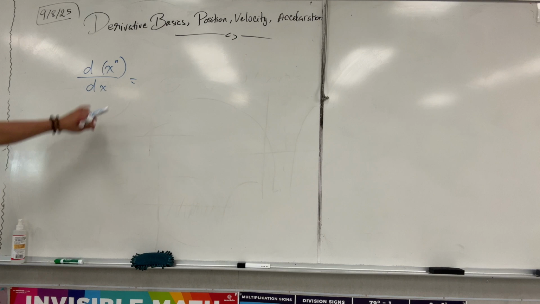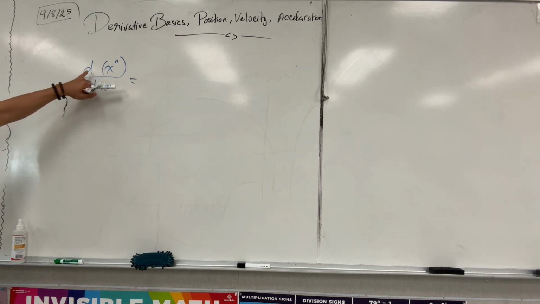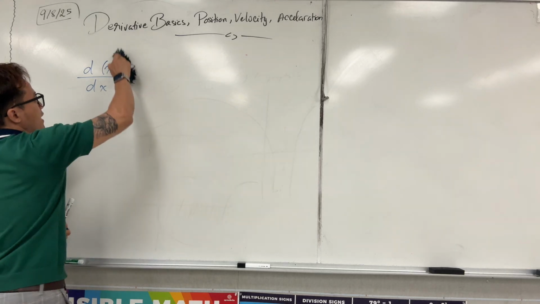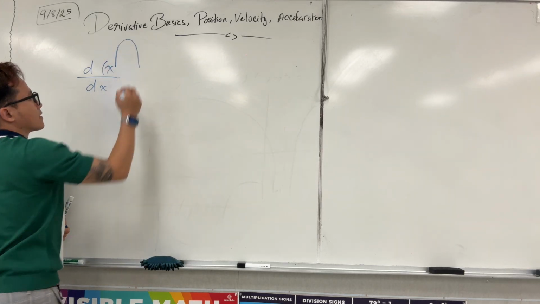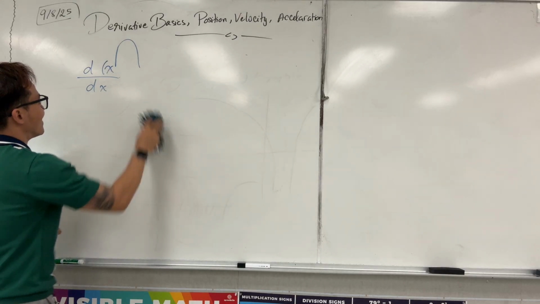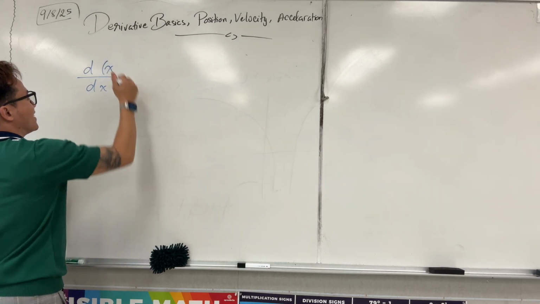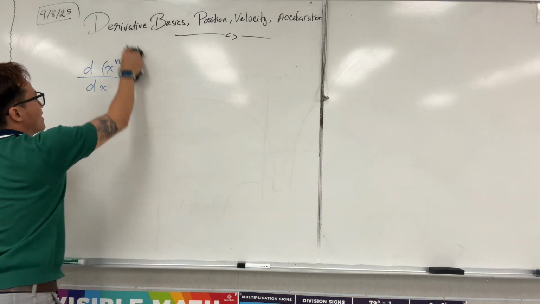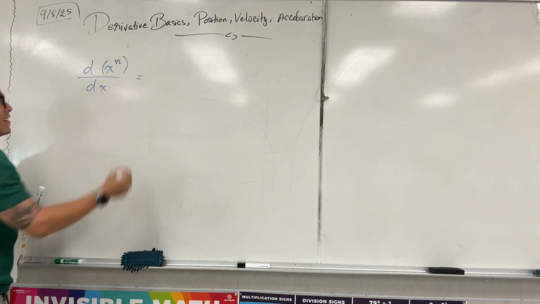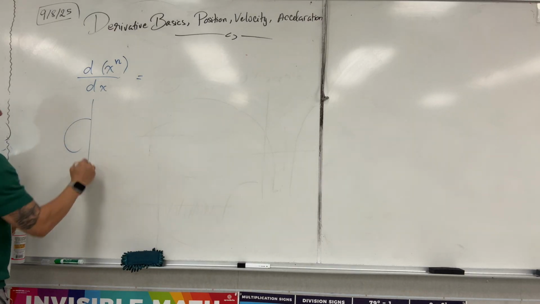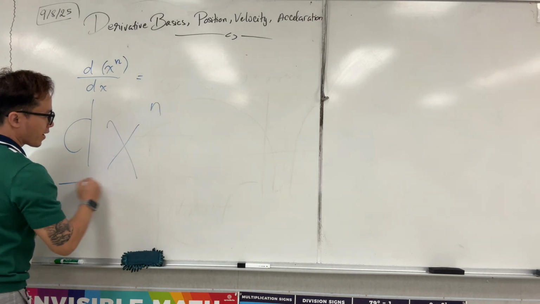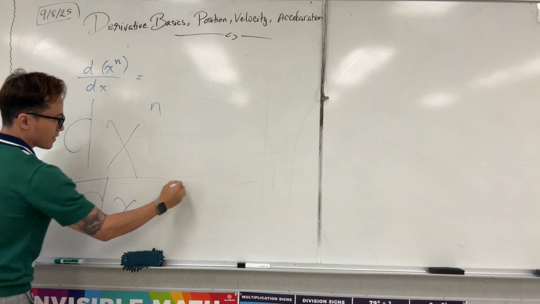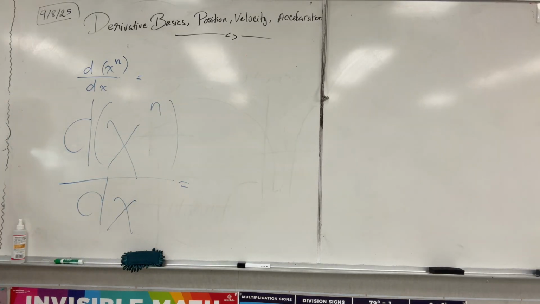X to the power n. The derivative of x to the power n is... Oh, you don't see the n. Yeah, there was something else. That's too little. You need to make it bigger. n x to the n minus 1 over dx.